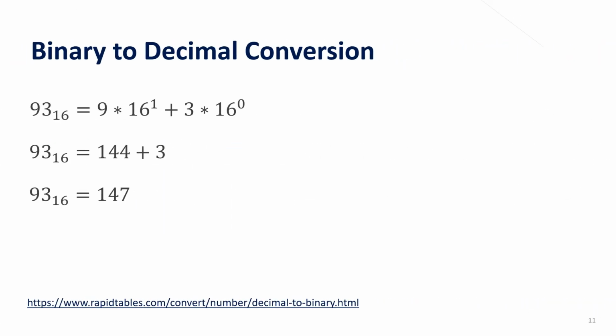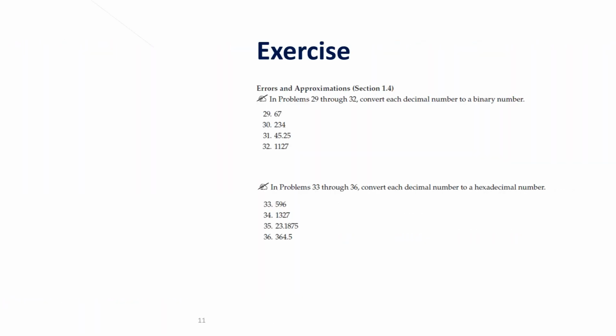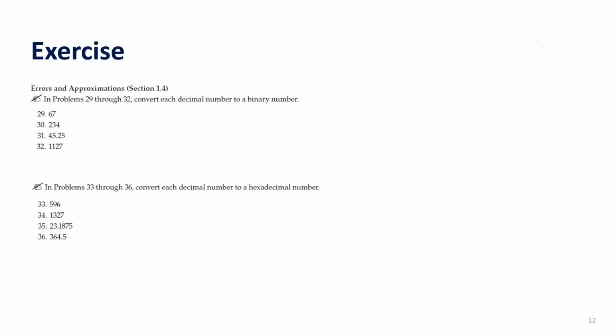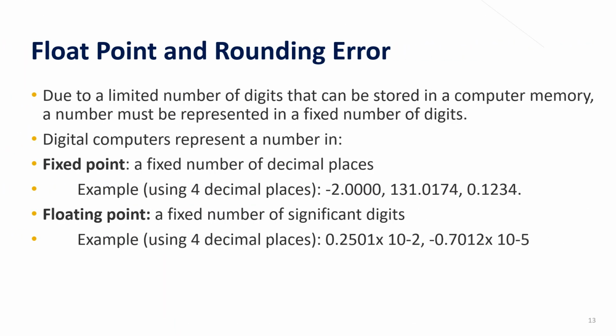If you want to convert it back, it's the same way as with binary systems. You just need to do 9 multiplied by 16 to the power of 1 plus 3 multiplied by 16 to the power of 0, and you have 147. This exercise, I think you can do by yourself. You can stop the video and start doing the exercise. And then here's just some theory, we'll read it for you.